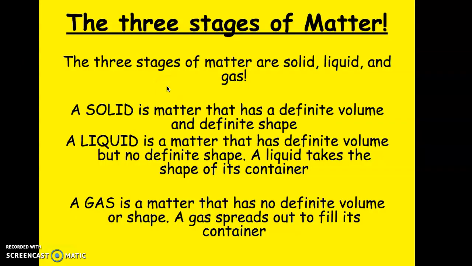There are 3 states of matter, and this is actually what we're going to study tomorrow. Three states of matter are something that you've heard before, especially since we've already studied the water cycle: solid, liquid, and gas. A solid is matter that has a definite volume and a definite shape. A liquid is matter that has a definite volume but no definite shape. No matter where you put your liquid, it's going to be the same volume as long as you dump all of it out. But the shape's going to change depending on the container, because a liquid takes the shape of any container it's in. A gas is matter that has no definite volume or shape. A gas spreads out to fill its container.